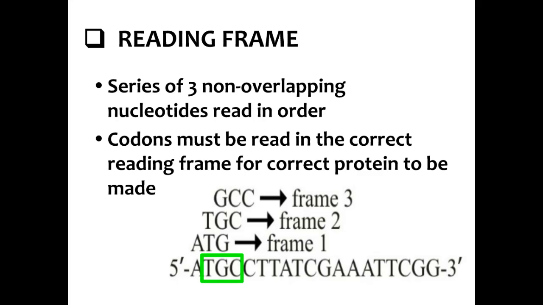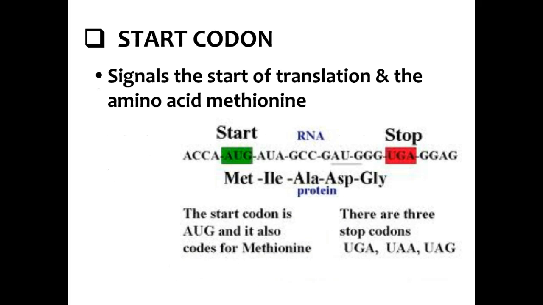And any of these won't necessarily do anything until you get to the start codon, which is the all-important AUG. AUG is the start codon, and it's going to start translation. It will always code for methionine, the amino acid, which is abbreviated by MET.